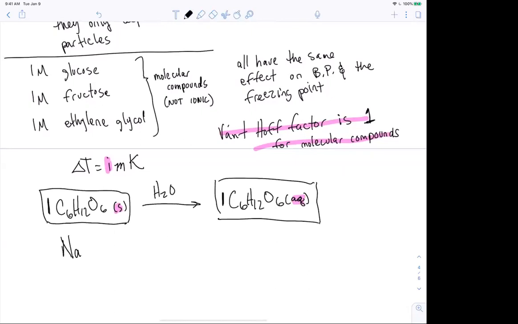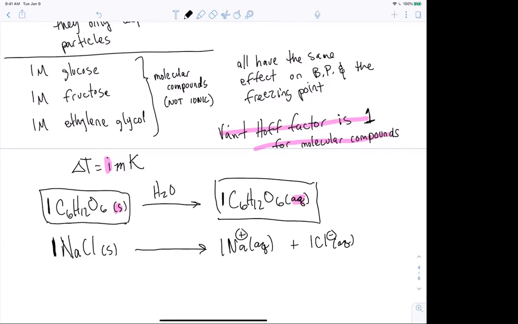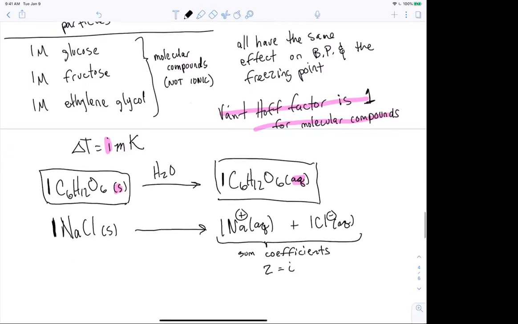So if I look at sodium chloride, for example, that starts out as a solid and I have 1 mole of it. But when it goes over onto this side and it gets dissolved, it actually breaks up because it's an ionic compound, and that's what happens with them. It breaks up into 2 moles. So I start out with 1 mole of sodium chloride, but the sum of the coefficients over here, so I sum these coefficients, it's 2. That's what i ends up equaling.